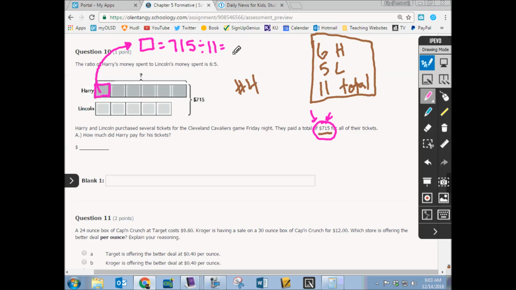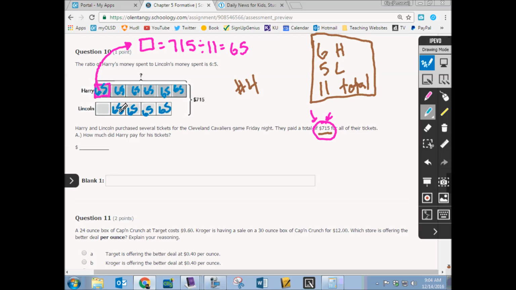When you do that, what do you get? You get $65. Now, what does that mean to you guys? Well, that means that each one of these boxes is $65. Every single one of them. They're all the same value. That's what bar models are all about.